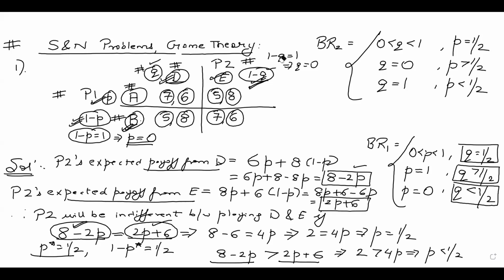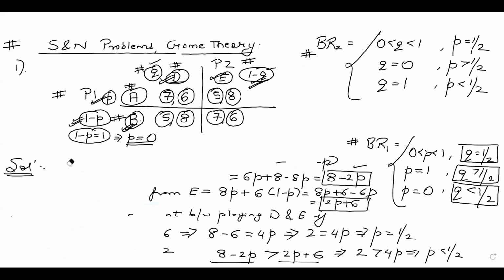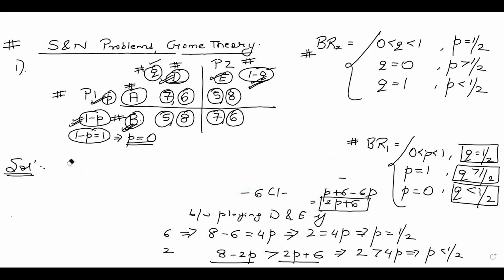So we have drawn the best response function. We have written the best response function for player 1 and player 2. Now I can draw the best response functions graphically also. So I'm erasing this part off. Although we have found out the mixed strategy Nash equilibrium, still let's plot both the best response functions in a graph.